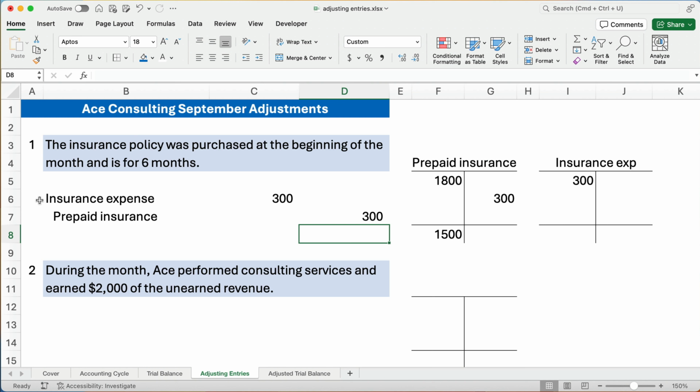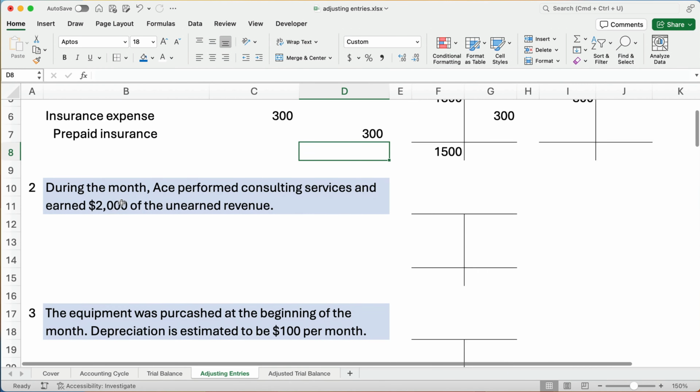All right, so that is an example of if you have insurance, slowly every month we'll make that entry. So we'll make that entry for 6 different months until we have to purchase another 6-month policy for our insurance.